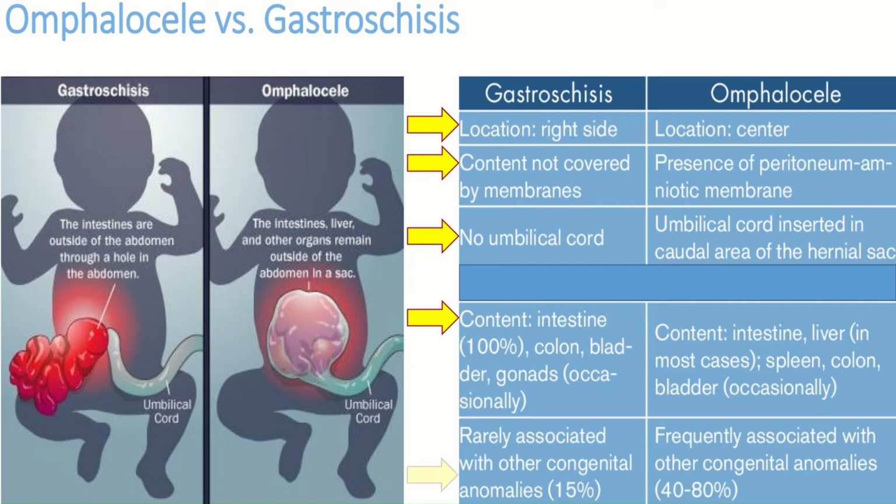Gastroschisis is rarely associated with other abnormalities, which occur in usually 15% of the cases, while omphalocele is frequently associated with other congenital abnormalities, which occur in about 40 to 80% of the cases.